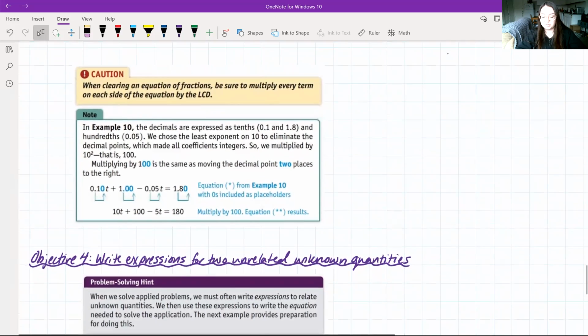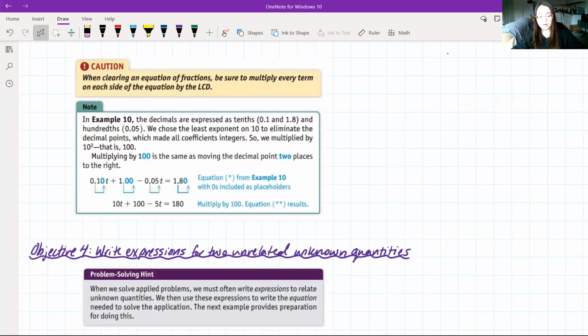When clearing an equation of fractions, be sure to multiply every term on each side of the equation by the least common denominator. So that's what we did before with our least common denominator of 12.